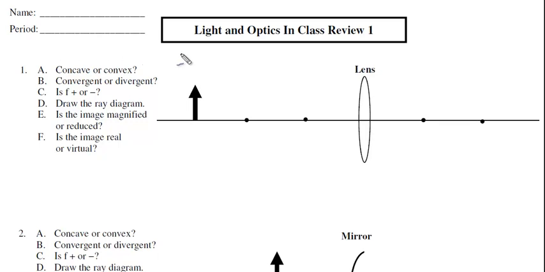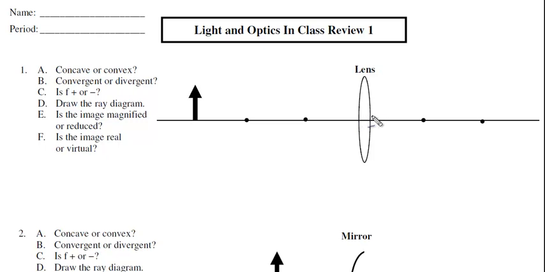Okay, so for the first two, we've got these two different ray diagrams that we need to look at. And the first one, we have this lens, some object sitting beyond the focal point and beyond the center of curvature. So here's our object right here. First question though is just, is this a concave or convex object?